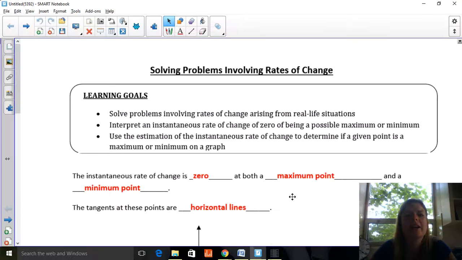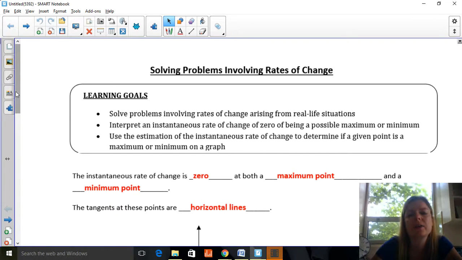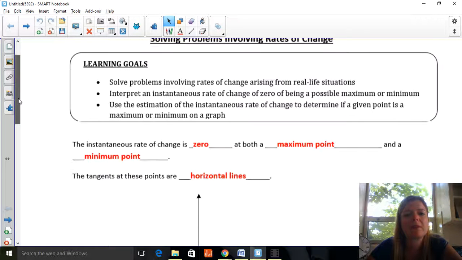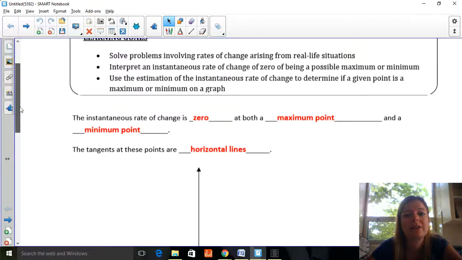Hi guys, today we're talking about solving problems involving rates of change. I'm going to try to do this video a bit differently. I'm going to just talk a bit about the main concepts and then do most of the examples on a separate video. So today we're going to solve problems involving rates of change arising from real life situations.